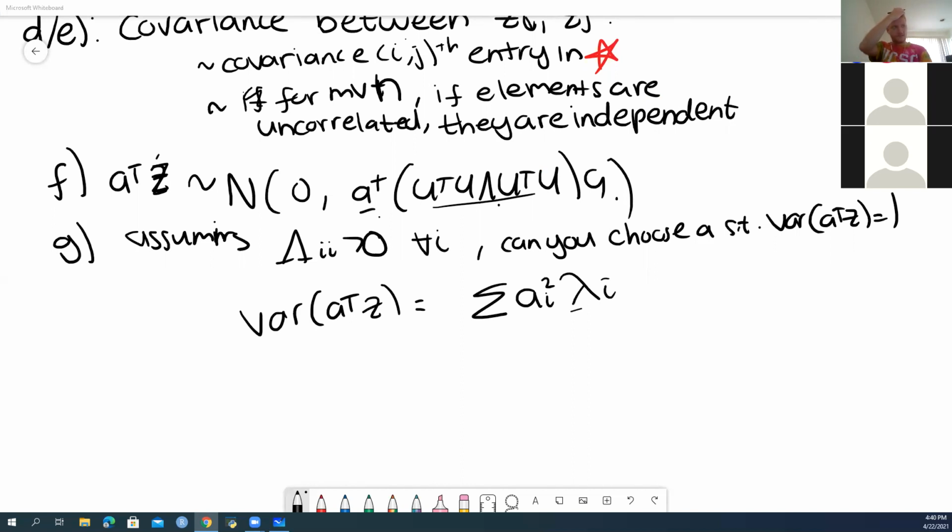Is it the final result, or do we need to come up with some numbers to put in? You need to figure out a set of AIs to make this equal to 1. There are a couple of ways you can do it. Your numbers will probably involve lambda I. You want to cancel out the lambda I in some way and then make it sum to 1.